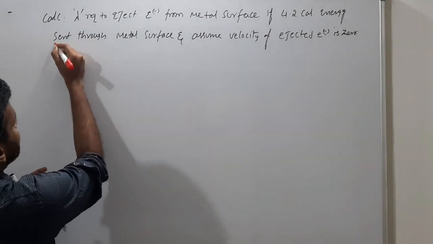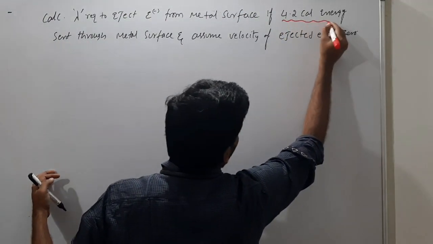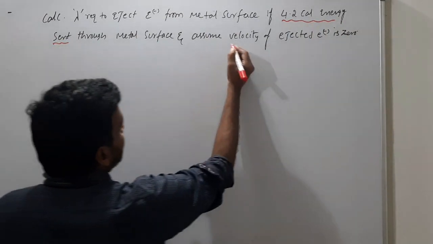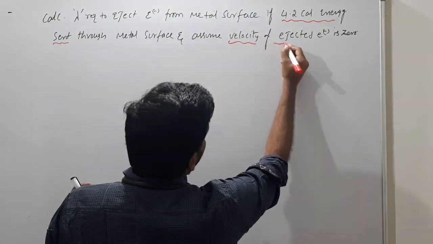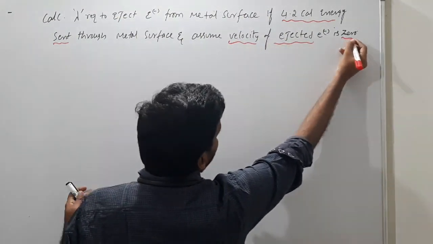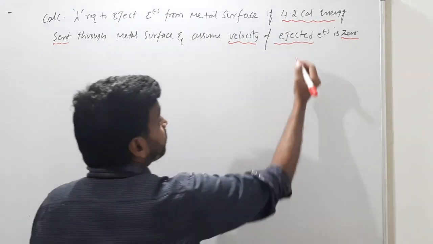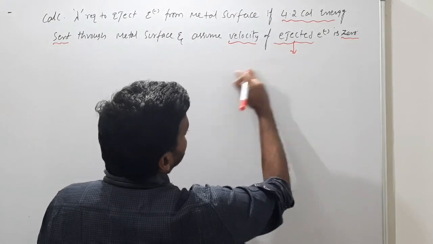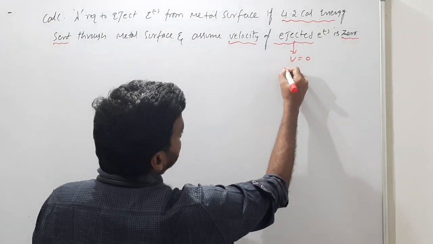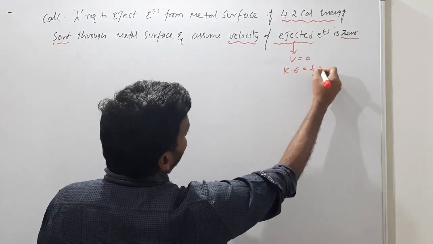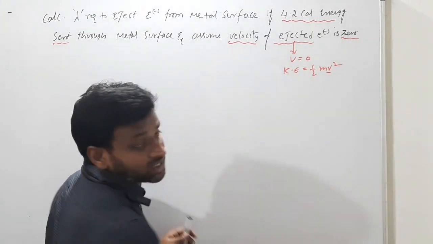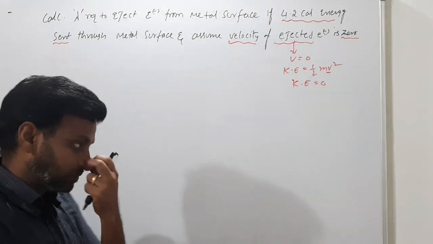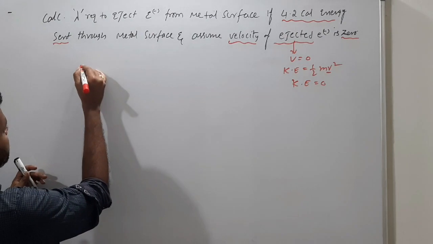So how much energy did they send? 4.2 calories energy of radiation they sent, and assume that the velocity of the ejected electron is 0. Velocity is 0 means what? That v is 0. That means kinetic energy, half mv square, with velocity 0, therefore kinetic energy will be 0. Getting?